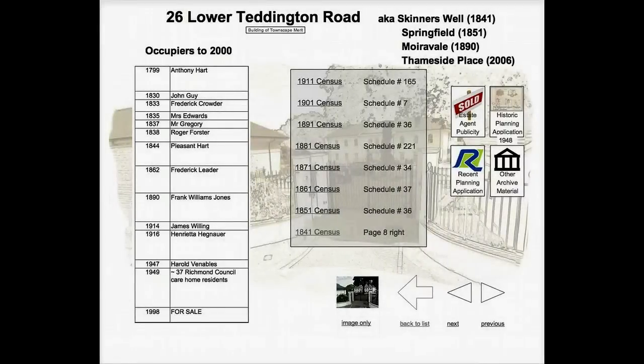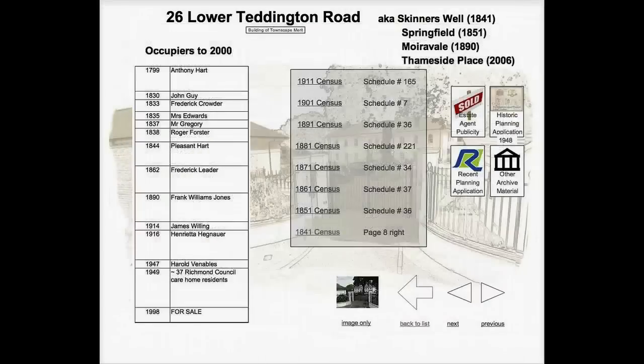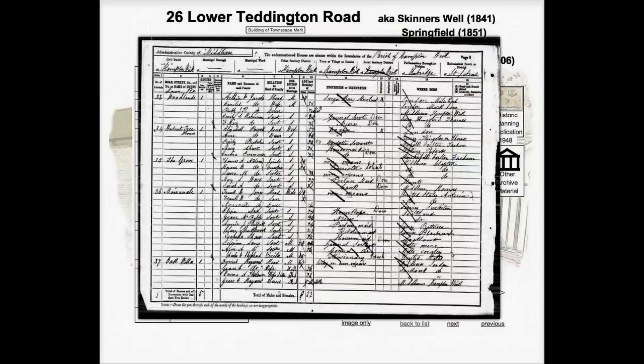The property we're looking at is Moravale, now known as Thameside Place, which dates back to the 18th century, so there's a lot of interesting stuff here. For example, there's a full set of census returns available for this property. Here is the return for 1841, when the property was known as Skinner's Hall. And here's the 1891 census.